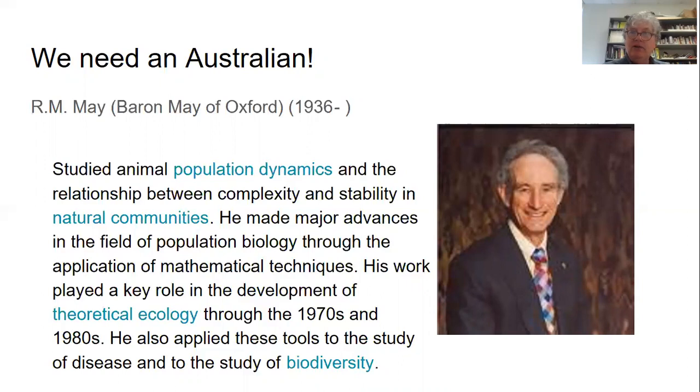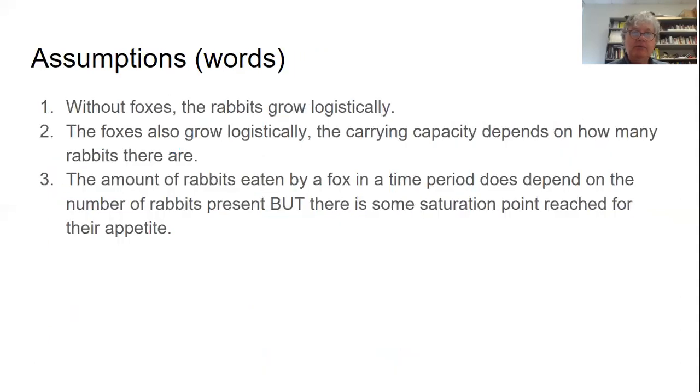His book on epidemiology is kind of a standard text in the field, and he's famous for taking mathematical techniques and applying them to ecology, to biodiversity, to epidemiology, all kinds of interesting things where you want to know what's happening. Okay, so here's the model.